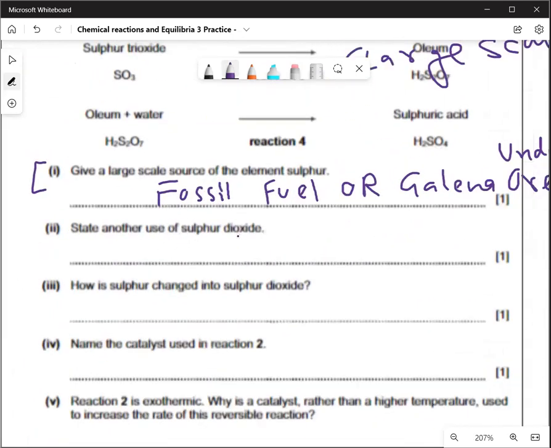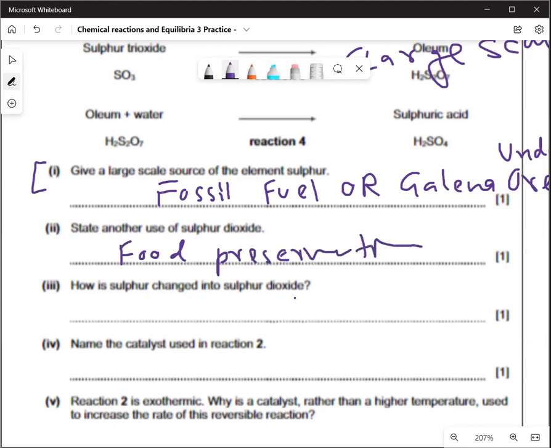Now state another use of sulfur dioxide. Use of sulfur dioxide? It is food preservation. It kills bacteria, fungus. Right, food preservation. Easy, good. Done. Next one.